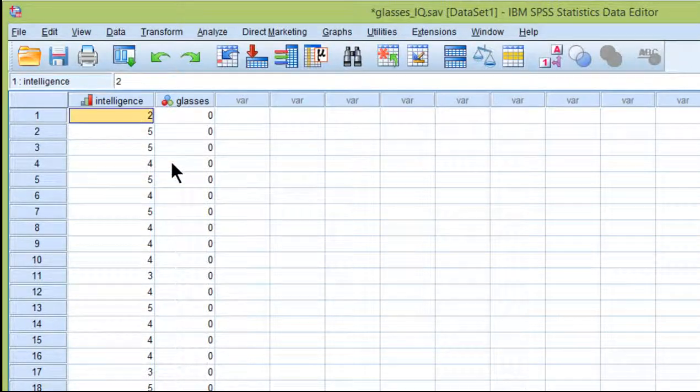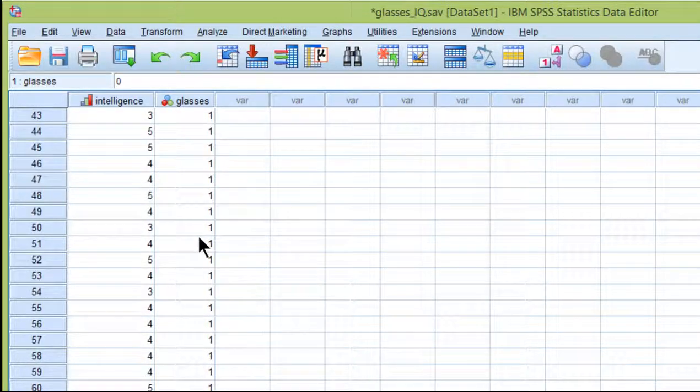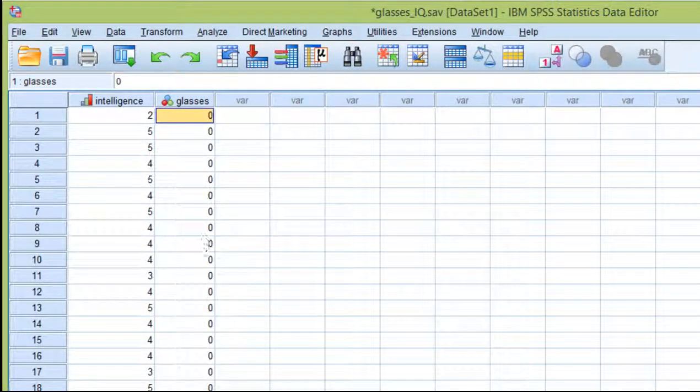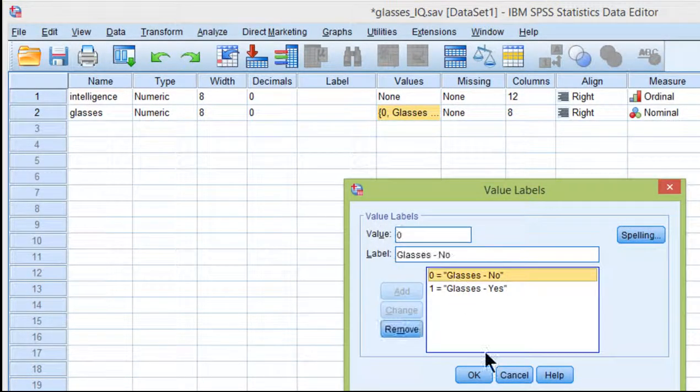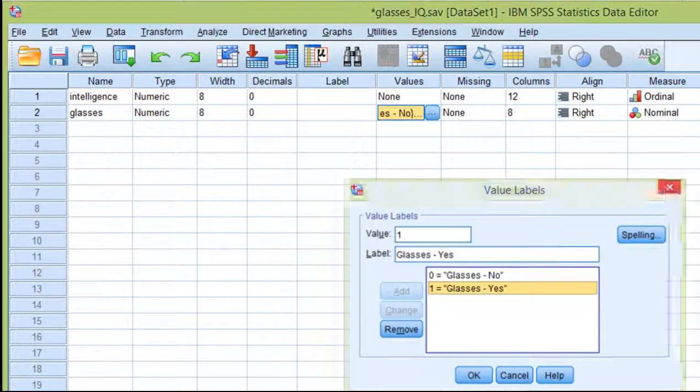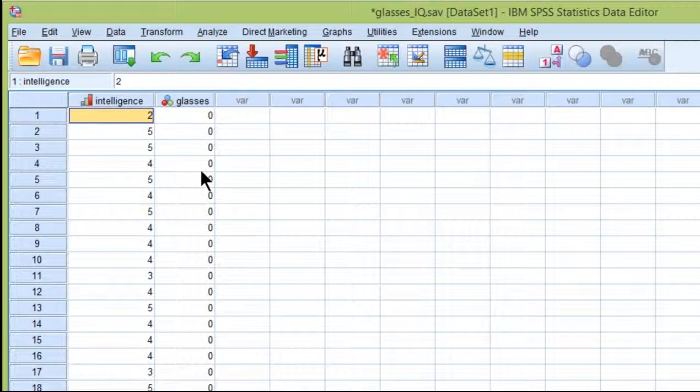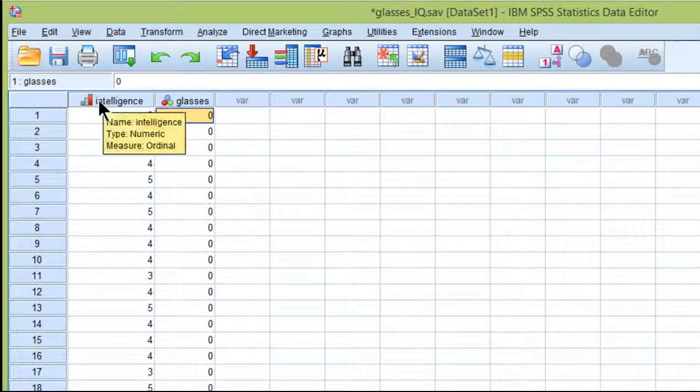We can see that the first person's face got a rating of 2 out of 7 for intelligence. And there's another variable called glasses, and it's coded zeros and ones. If you look in variable view, 0 is coded by me to equal no glasses, and 1 is yes. So each person's face has an intelligence rating, and also a demarcation whether they're wearing glasses or not. The last thing I'll point out is these little symbols here, and I'll show you what these mean.